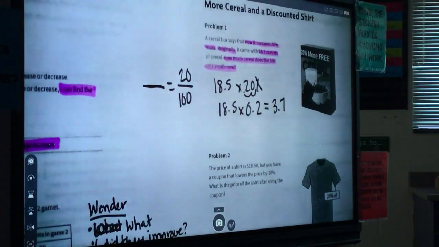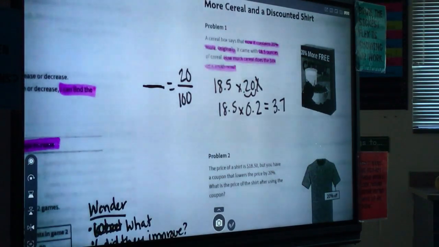How much cereal does the box come with now? How did we get a smaller amount and say that's our answer? Travis? Because we're not done answering the question, are we? You have to add 18.5 plus 3.7. Yes. You have to add these two together.